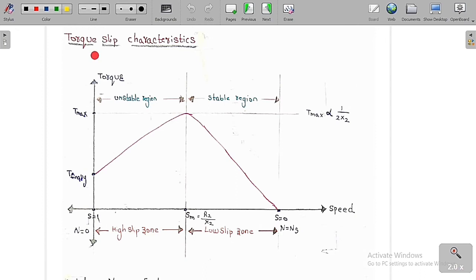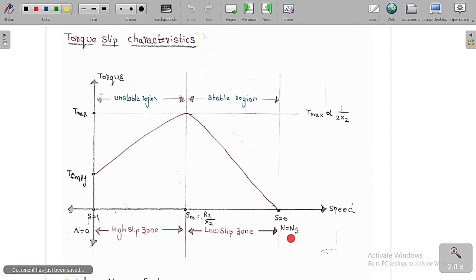So now we will understand the torque slip characteristics of the induction motor, which we are going to study in a very detailed manner. You can see clearly this is the speed and also the slip, and the y-axis is the torque. This is s is equal to 0. This is called the slip at maximum torque, and this is slip is equal to 1. So this is the speed. Here the rotor speed is equal to 0 and here the rotor speed is equal to the synchronous speed.